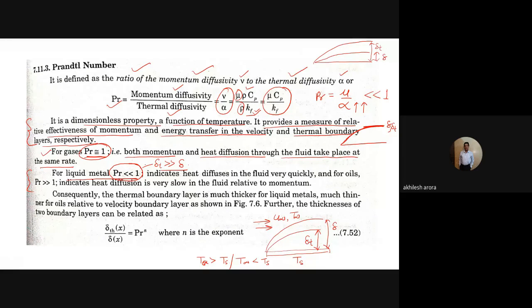Let me read it first of all. Consequently, the thermal boundary layer is much thicker for liquid metals and much thinner for oils. For oils, the velocity boundary layer is as shown in figure 7.6. Further, the thickness of the two boundary layers can be related by this parameter. I have already told you delta T is equal to delta divided by Prandtl number raised to power 1 by 3. This I explained to you.